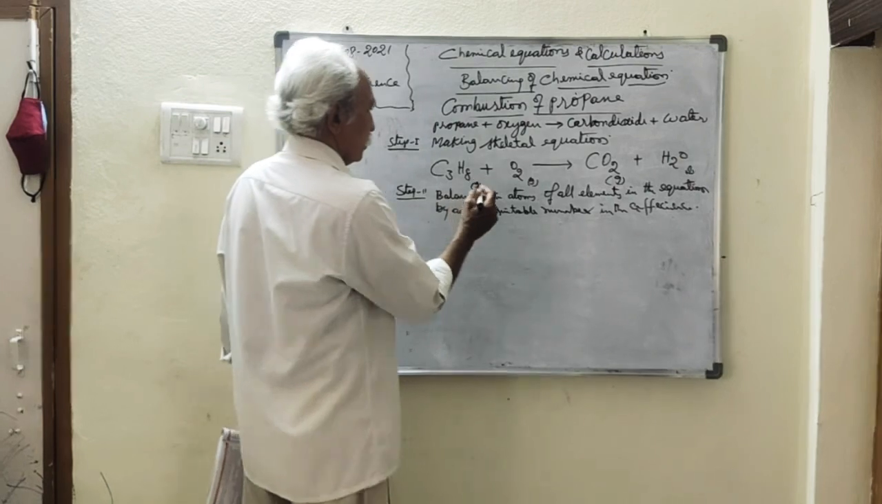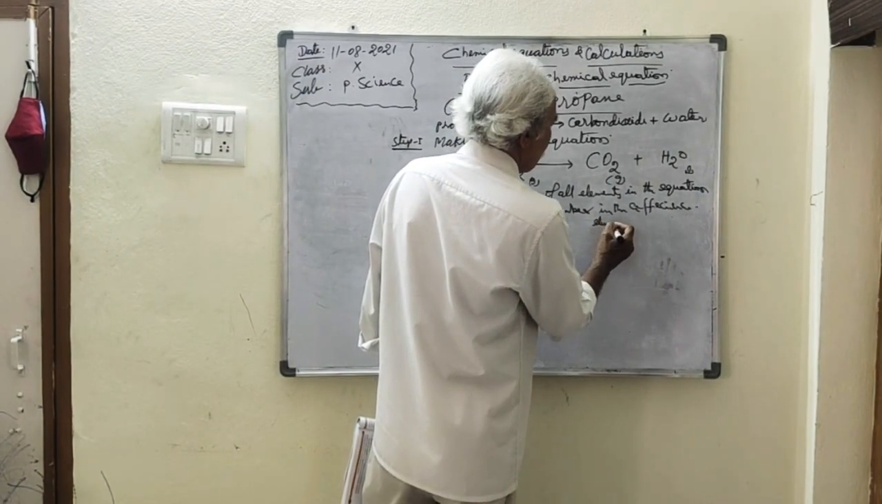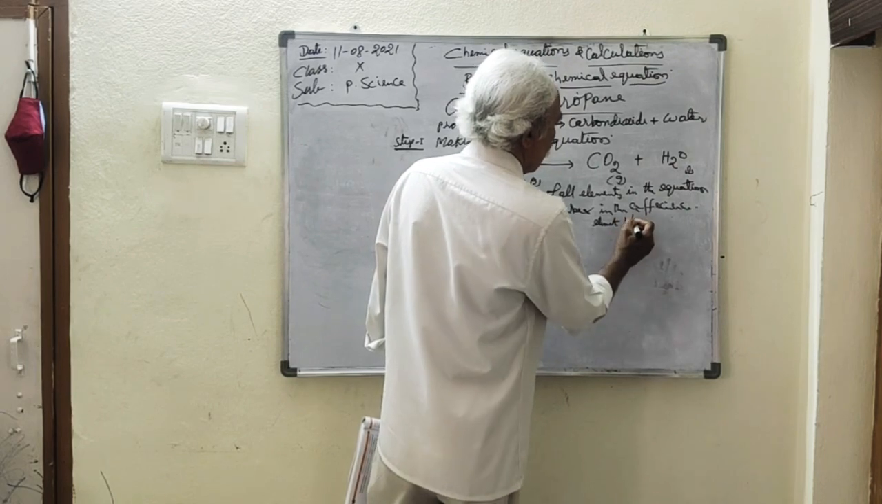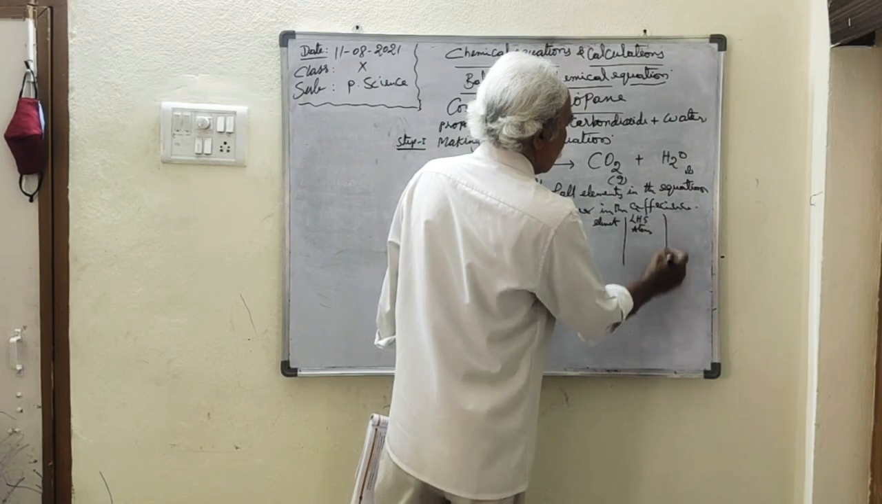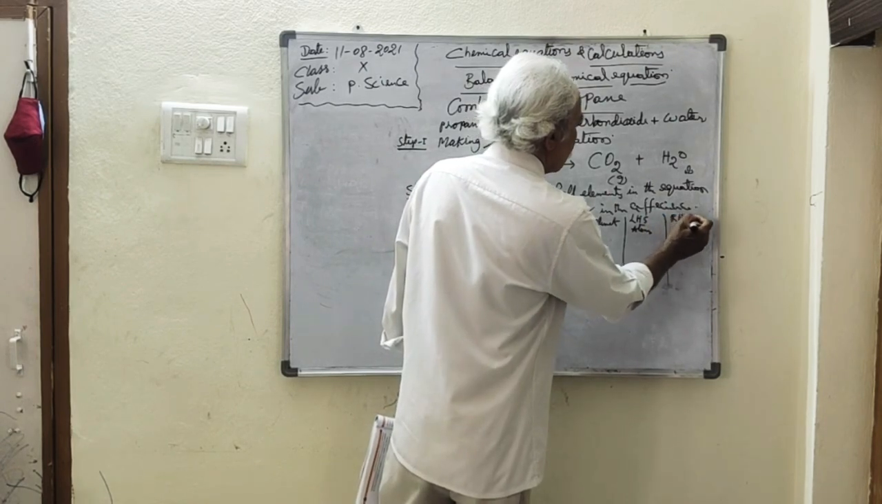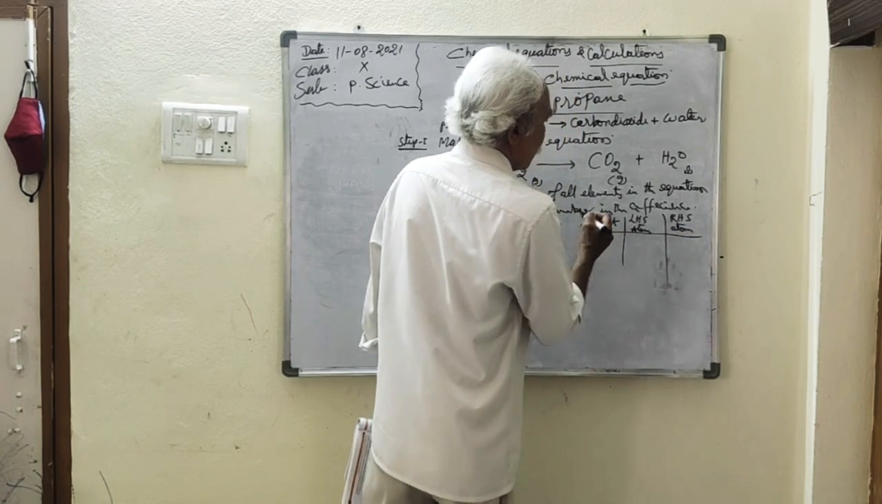See this one, and for this again you take the table: element, left hand side atoms, right hand side atoms. So this you make a table.